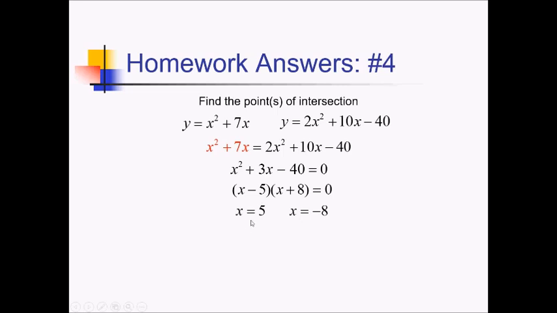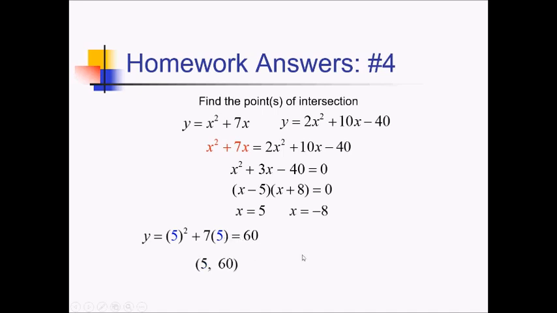But now I need to plug each of these x values back into one of these equations to find y. I'm going to use the first equation. It's just got less going on. So plugging 5 into that first equation, we can write y equals 5 squared plus 7 times 5. Well, 5 squared is 25. 7 times 5 is 35. 25 plus 35 is 60. So that gives me the point 5 comma 60.